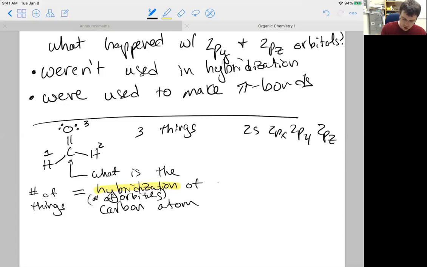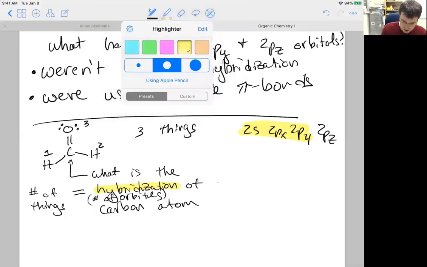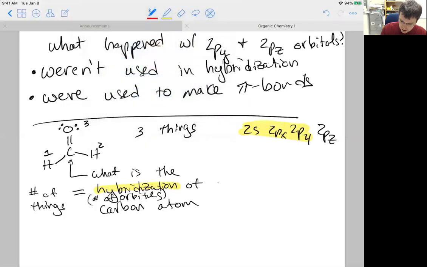The 2s is always used. And this time, we need to hit 3 orbitals. We're not going to use all of the p orbitals. We'll use 2, because 2 plus 1 equals 3. It's going to leave the 2pz orbital out in the dust, right? No, it's going to be involved in forming a pi bond. And if you see, we have 1 pi bond being formed between the carbon and oxygen. That's what that 2pz orbital is going to be used for.